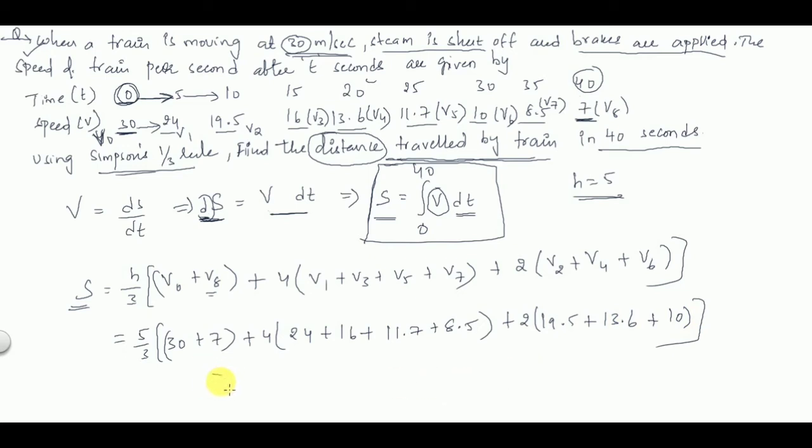Okay, so solve using your calculator, you will get around 606.66 meters. So this is the distance traveled by the train even after the application of your brakes. This is how we can solve any problem using numerical integration. So this is the practical way of solving a problem. You may get problems like this in many competitive exams also, like GATE.